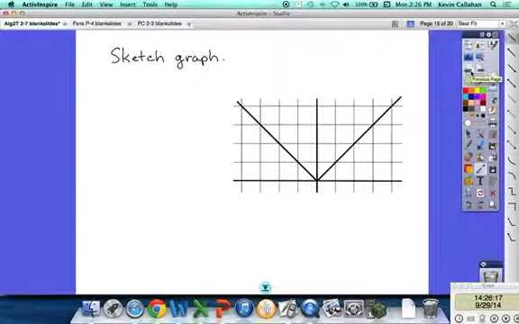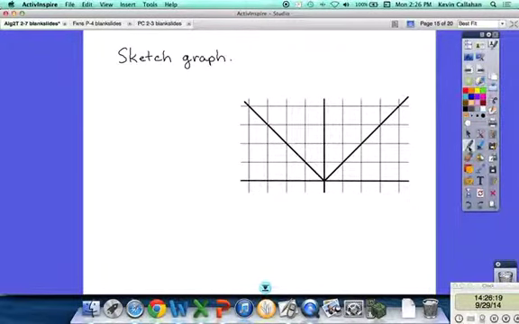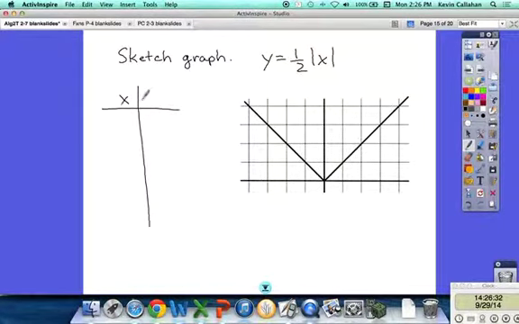I neglected to write this in, but it's fine. Let's do this. Sketch the graph y equals 1/2 the absolute value of x. y equals f of x. And we're going to use the same 5 points: -2, -1, 0, 1, and 2.